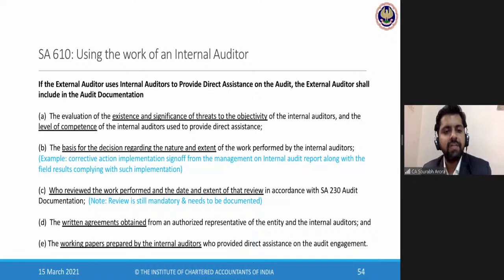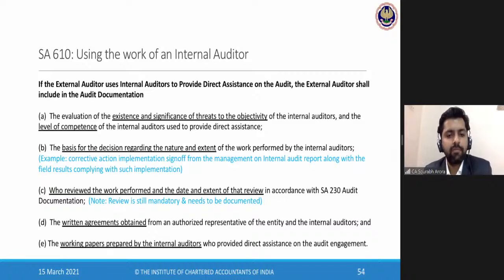For example, corrective action implementation, sign off from the management on the internal audit report, along with the field results complying with such implementation. So you will see whether the management has implemented their significant audit findings, and you will conduct field studies to verify the same. And if you come to the conclusion that yes, they have good status and good respect in the organization, and their recommendations are implemented by the management, then you can record that as the basis for the decision.